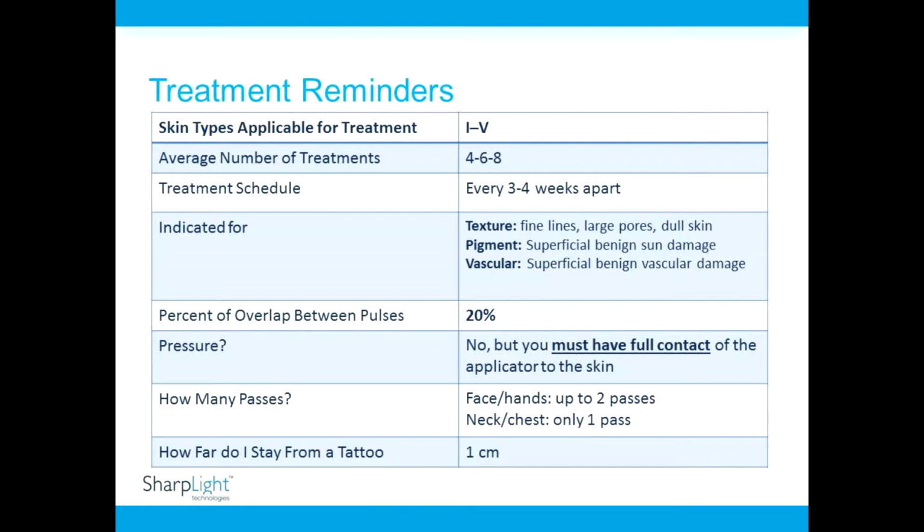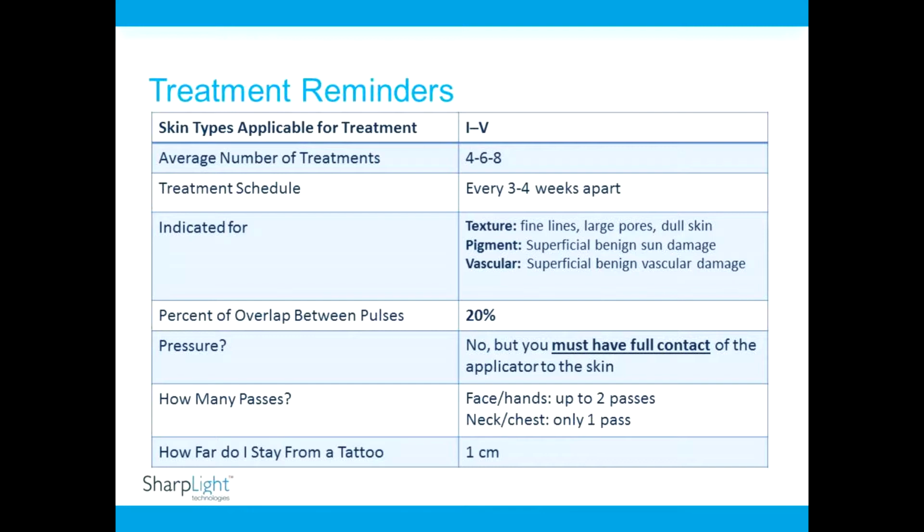Should there be pressure of the applicator to the skin when pulsing? No, only enough pressure to make full contact of the applicator to the skin. Failure to apply contact could result in injury to the patient or client. How many passes can be applied? On the face and hands, up to 2 passes can be applied. On the neck and chest, no more than 1 pass can be applied. The skin in the neck and chest area is thinner and often more delicate. Do not apply more than 1 pass over the neck and chest.